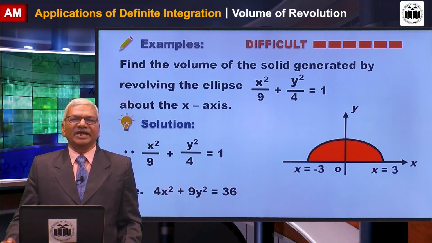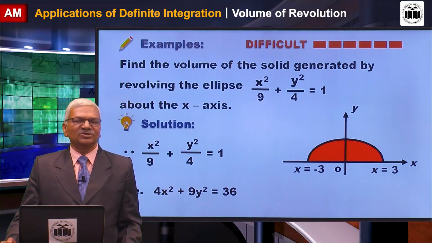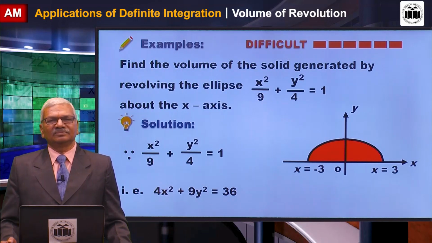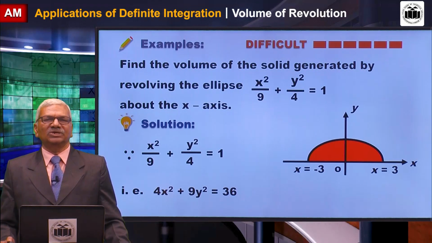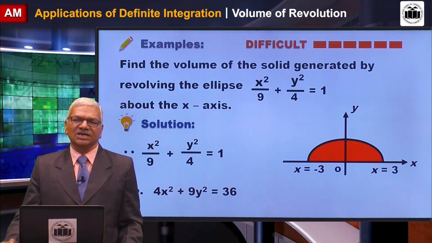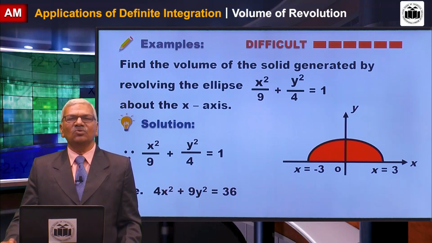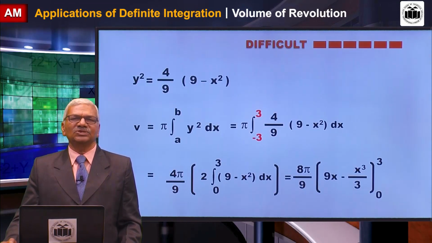Now, the next example was: find the volume of the solid generated by revolving the ellipse x square by 9 plus y square by 4 equals 9 about the x-axis. We have seen the example of a sphere. Similarly, here there is an ellipse x square by 9 plus y square by 4 equals 9, which can be written by multiplying by 36, that is 4x square plus 9y square equals 36, because you need the value of y square. You get the value of y square.